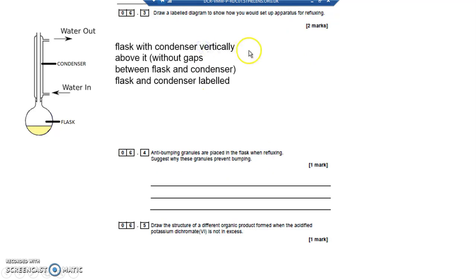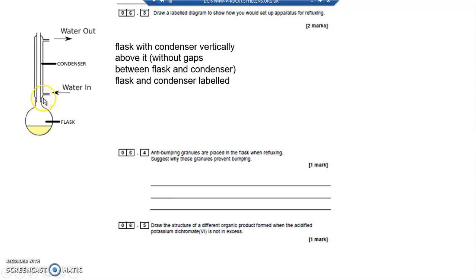Draw a labelled diagram to show a setup apparatus for refluxing. So you've got a flask, it'll need to be labelled. Then you've got a condenser. The idea of reflux is that you heat it, and then any gases that go up here then get condensed and drop down into the flask. So they get returned back into the flask because they cool here. The hot gases cool, condense back into a liquid and return back into the flask. It's a way of heating this liquid, these reactants, without losing them as vapours.